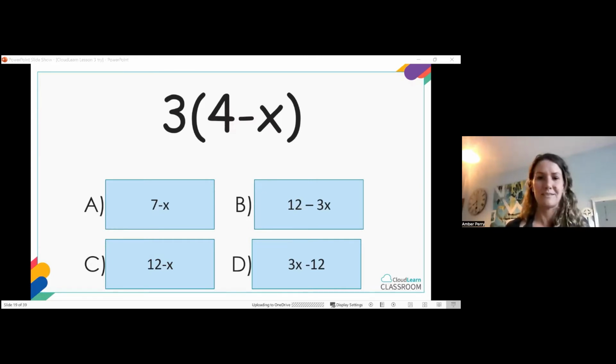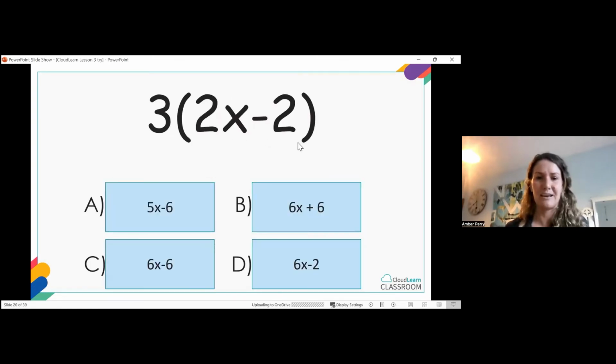Okay, this is going well. So that one was 12 minus 3x. Right. I'm going to launch that poll straight away. There you go. So we've got 3 multiplied by 2x, and we've got 3 multiplied by minus 2 there. 4 people have come in straight away. Brilliant. Yeah. This one's going really well. Okay. Let's have a look at the next one. So yes, that was 6x minus 6 there.